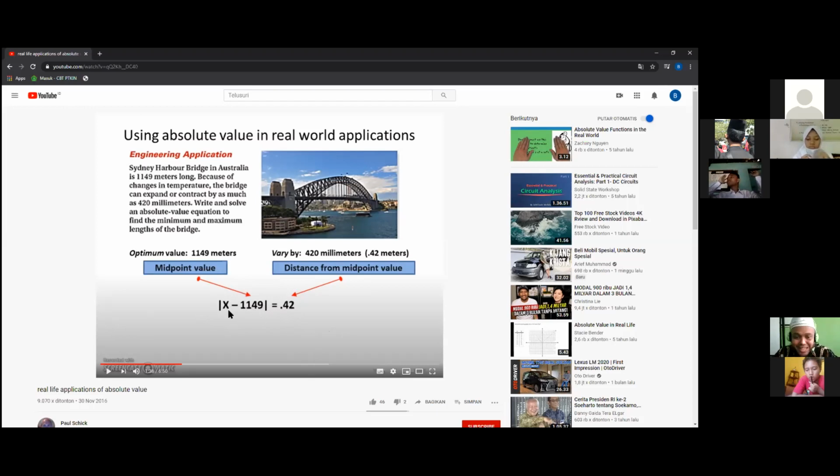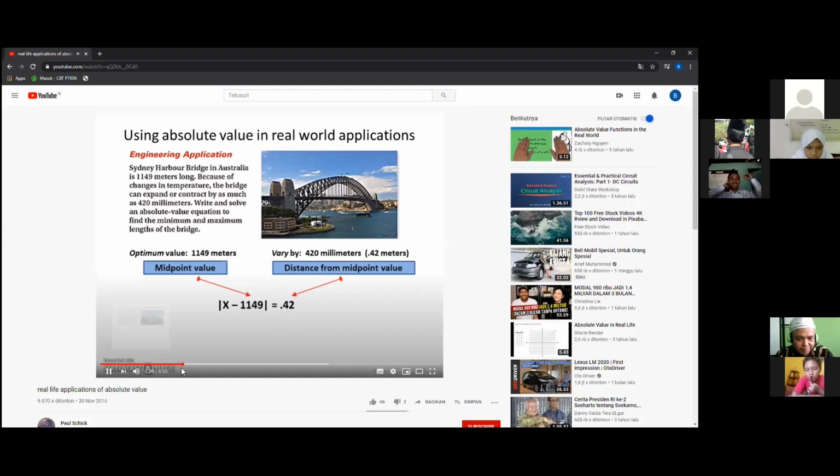By the concept of distance, it can be interpreted as the distance from x to 1,149 equals 0.42. But in this case, we have two possibilities for x. x may be the minimum length of the bridge, or maybe the maximum length of the bridge. So after learning the absolute value equation, it's for you to solve this problem. Okay.